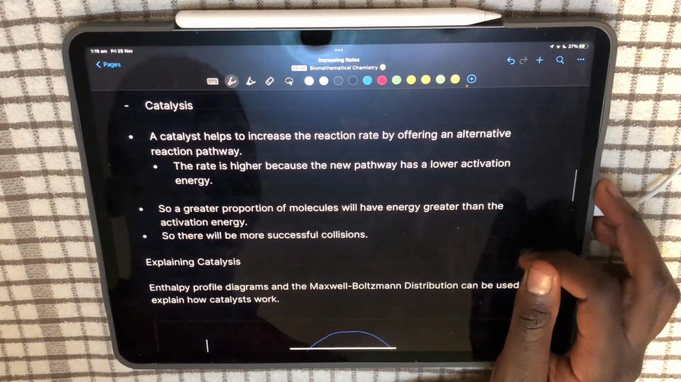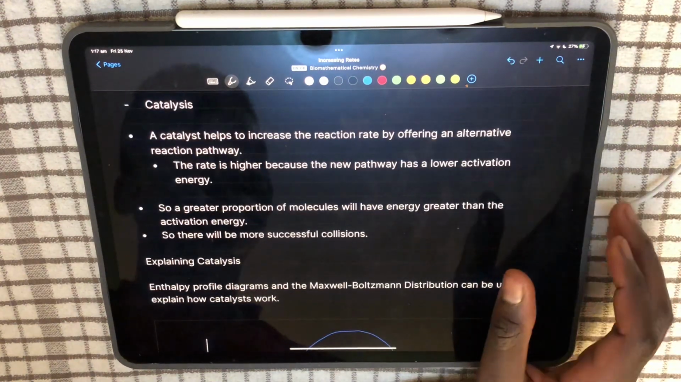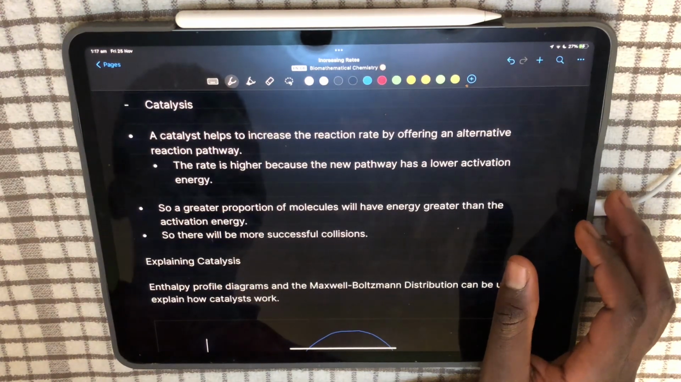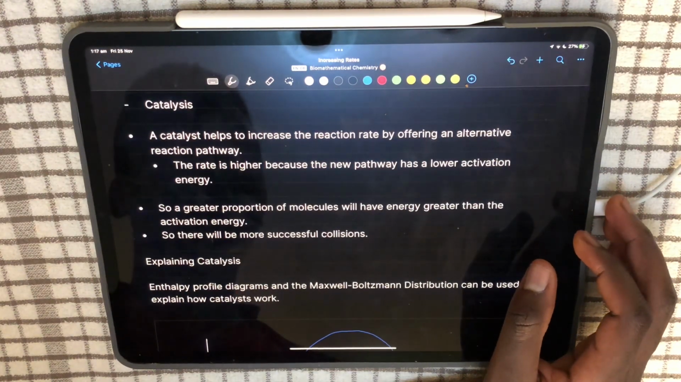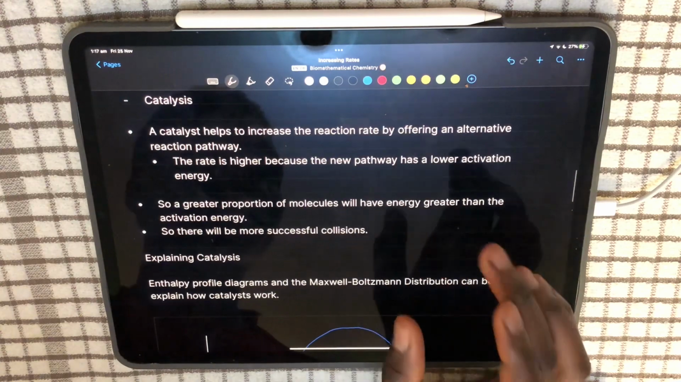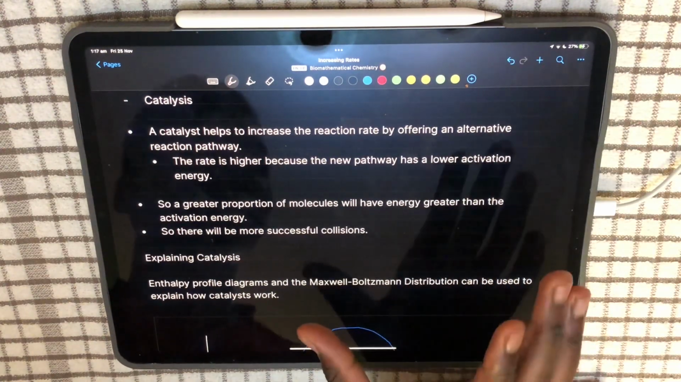Now, catalysis. I went through this in the previous video, but a catalyst helps to increase the reaction rate by offering an alternative reaction pathway. The rate is higher because the new pathway has a lower activation energy. If you look at the Maxwell-Boltzmann distribution, it is exactly the same. It hasn't gone up or increased.